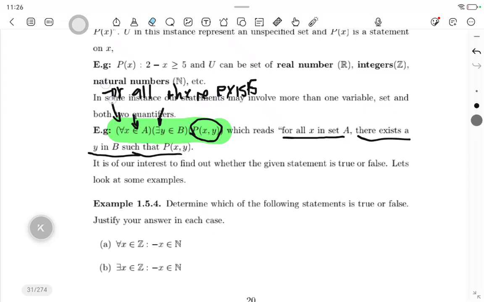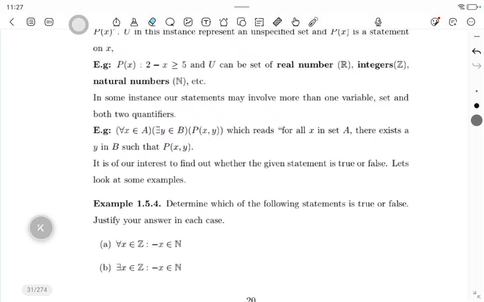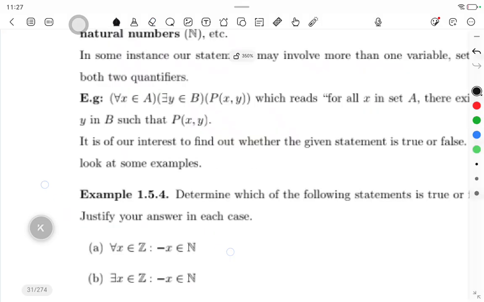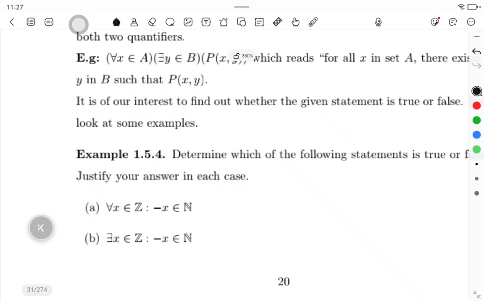So now I've given this example. In the example, they say we should determine whether the statement is true or false, and they say we should justify our answer in each case. So first, let's check this. First we need to know how to read the question, right? The question says, for all x in Z, such that minus x will always be a natural number.